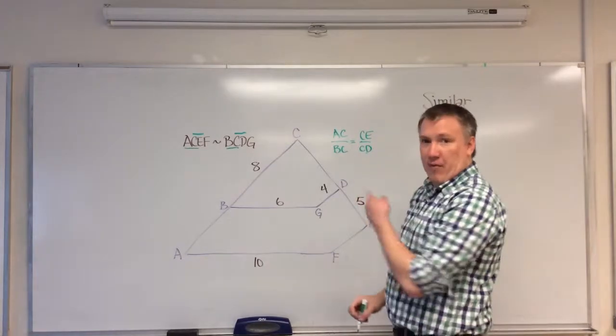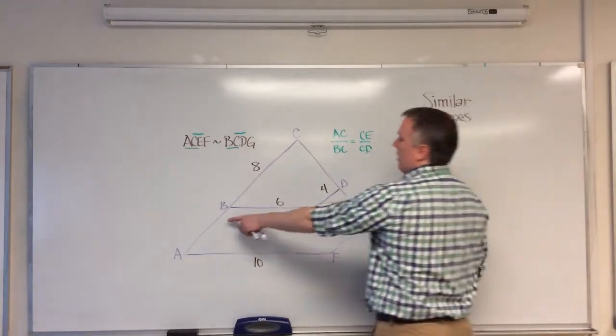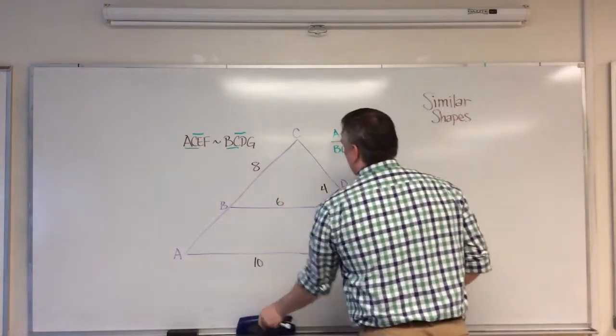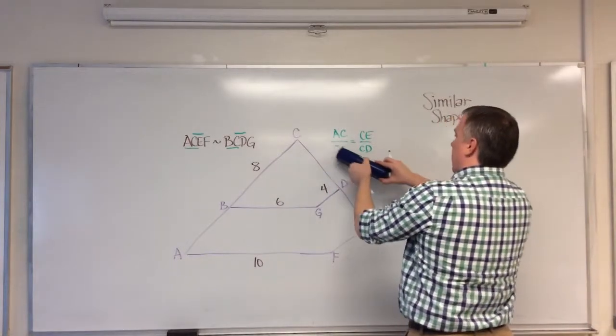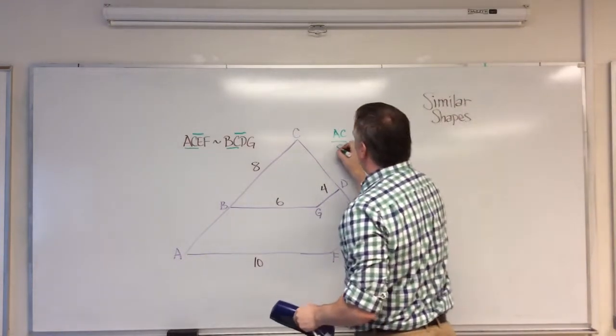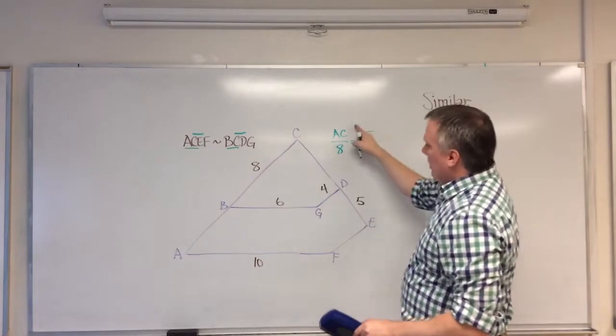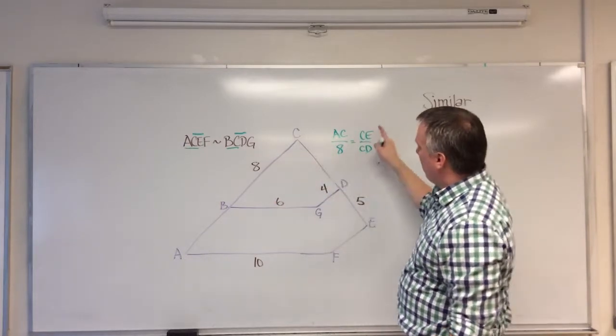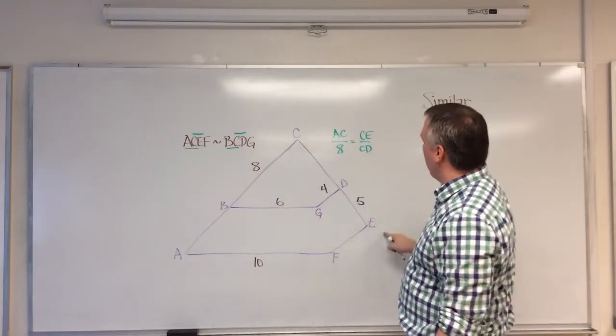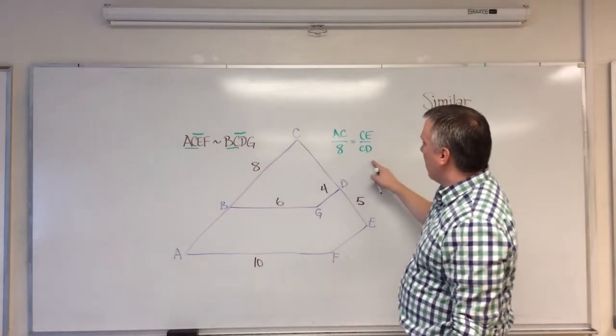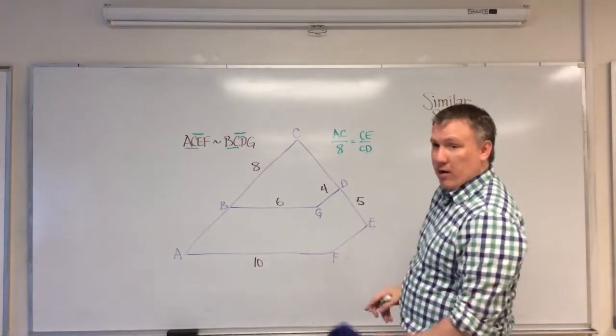Well, I actually know from the figure what some of these are. BC is equal to 8. AC is not given to us. CE is not given to us. CD is not given to us. So this one I don't even know at all.